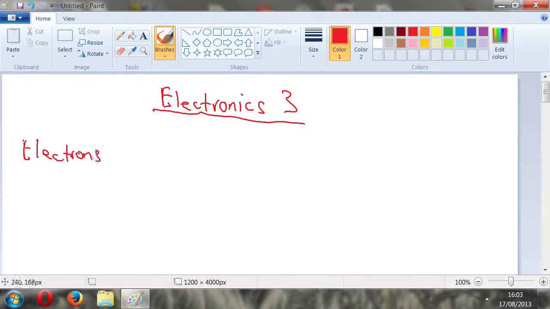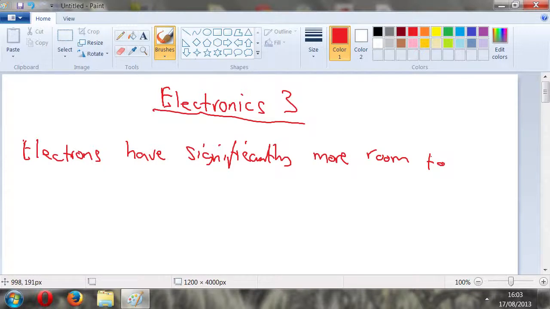So the important thing to realise is that electrons have significantly more room to move around than protons or neutrons.